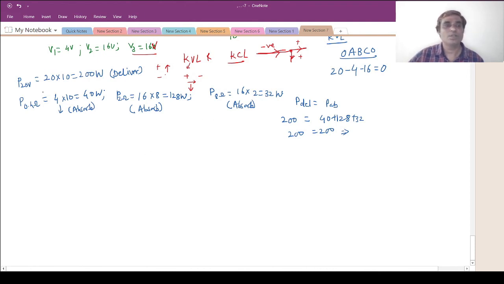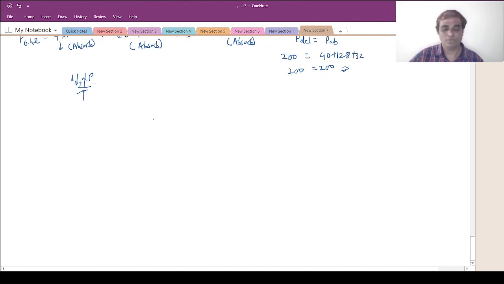Again, one more thing here for the sources: it's not necessary that all the sources will deliver power. Some of the sources may absorb power also. The convention we make is that if the current is going out from the positive terminal, then it delivers power. If the current is coming into the positive terminal of the battery, then it will absorb power. We just want to make a point on it.